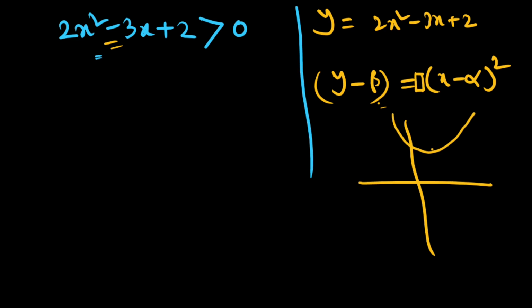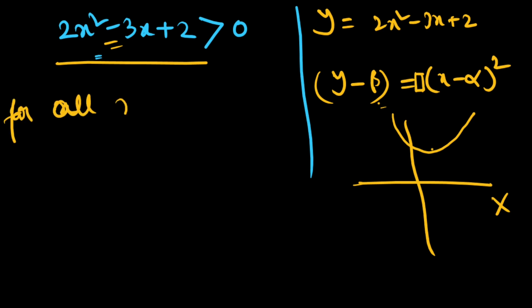So this value actually is strictly greater than 0. So it does not touch the x-axis. That means this value is strictly greater than 0. So it holds for all x. So for all x it is valid. For all x, this 2x square minus 3x plus 2 is strictly greater than 0.